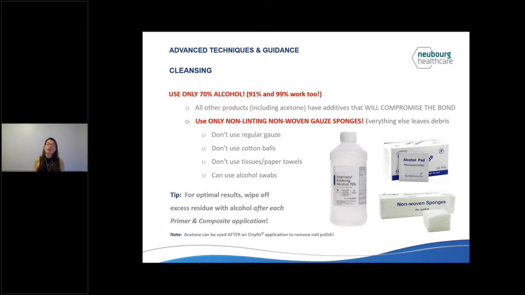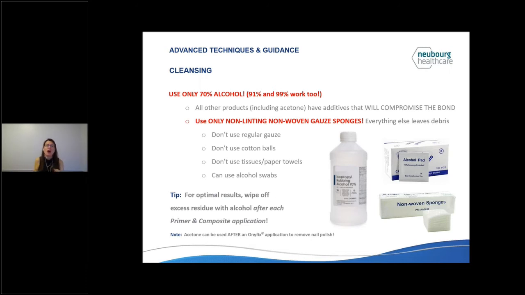Also, for optimal results, it's not essential, but it's a nice optimization of your technique. After you apply your primer and after you apply any type of composite, whether one layer or two, after every time you cure a primer or a composite, wipe off the residue with an alcohol prep pad or what have you. That's because the residue that gets left behind is kind of like debris. It's the stuff that couldn't polymerize or react chemically any further. And it kind of gets in the way, right?